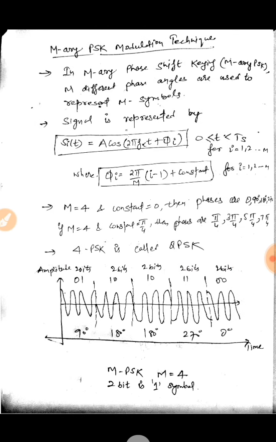Okay, now we have M array phase shift keying modulation techniques. In M array phase shift keying, we will use different phase angles to represent our M symbols. If we have let's say 4 symbols, then all of them would be having different phase. So signal in M array PSK is represented using this equation, that is s_i(t). A would be constant for all the symbols, cos 2 pi f_c t, the frequency would be constant, plus phi_i, that is the phase.